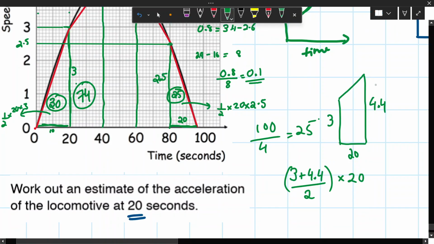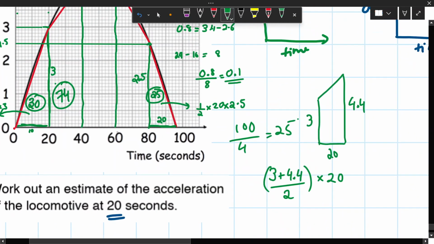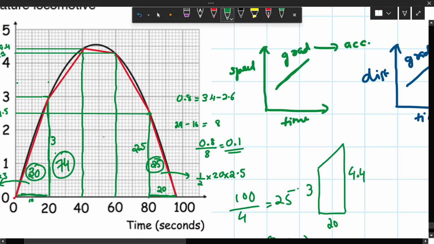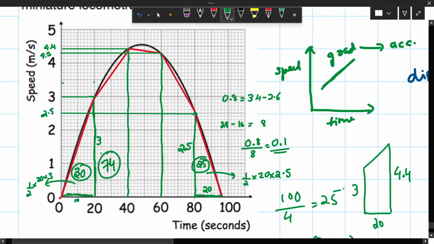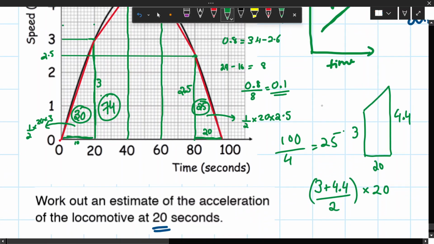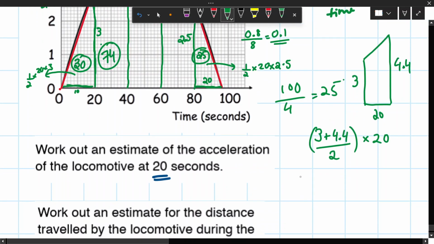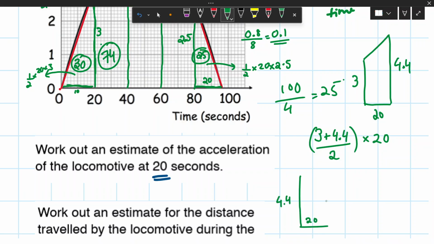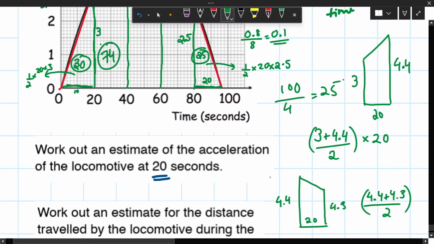Now for the second trapezium that we've got, the taller height, the higher one, is 4.4. The base is 20. This is 4.3, which is slightly less. So the average height is 4.4 plus 4.3, divide that by 2. So I'm trying to find the middle of those two numbers.